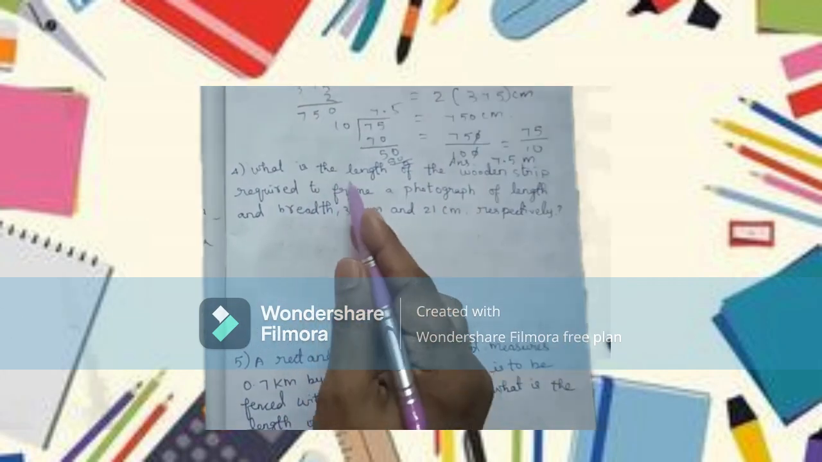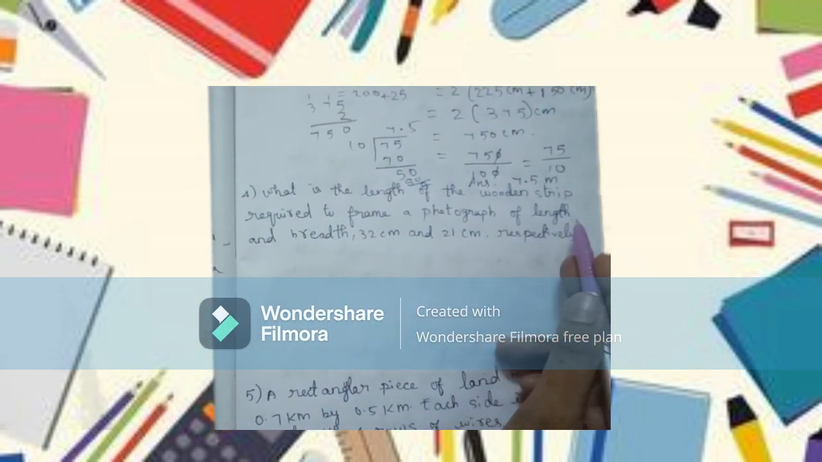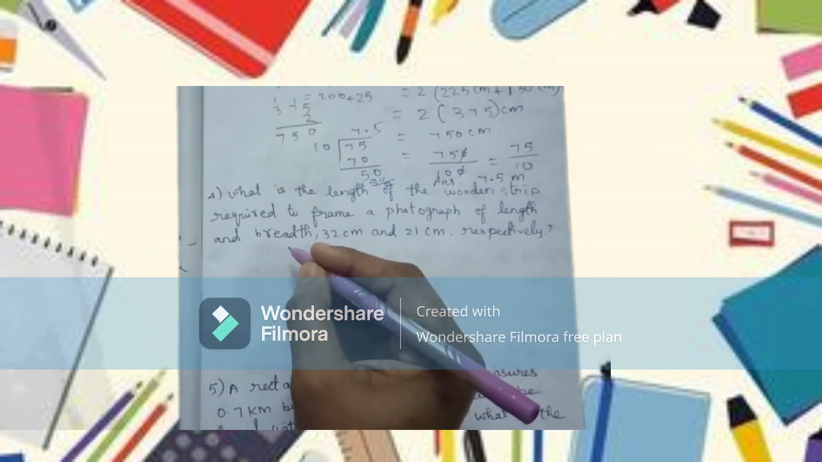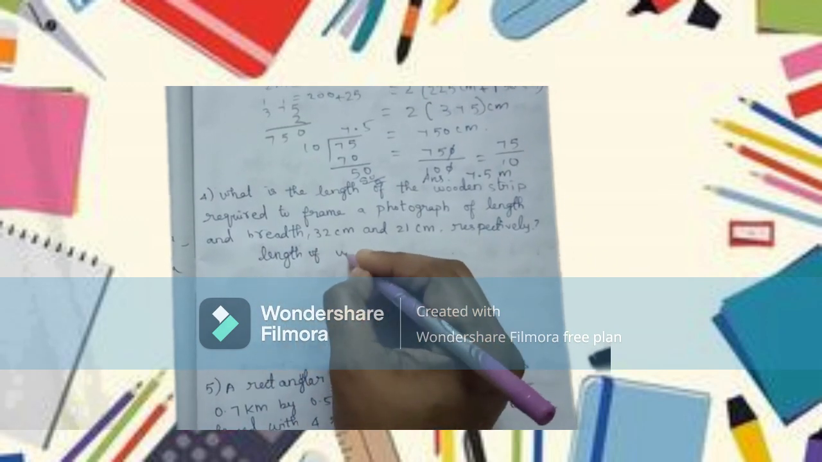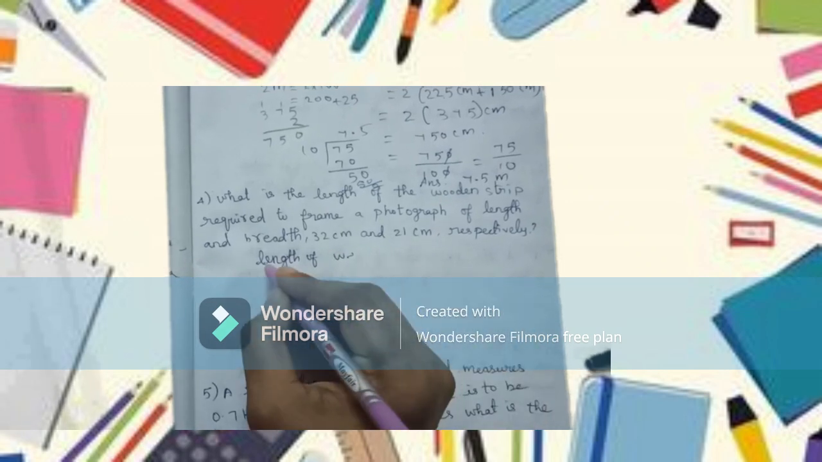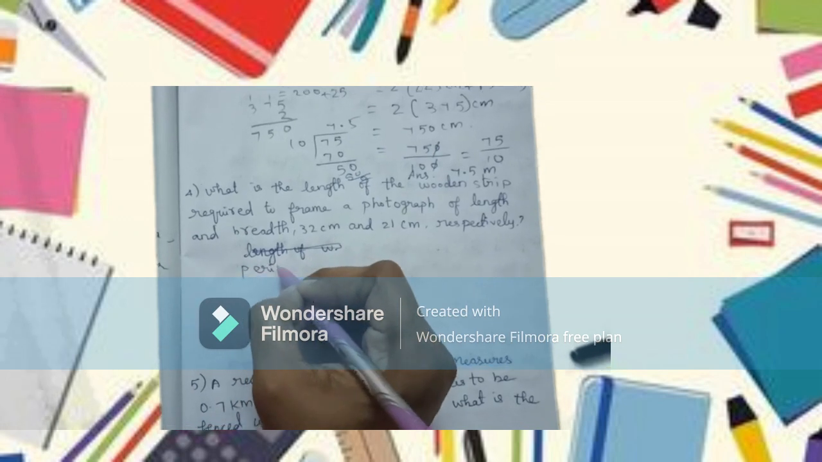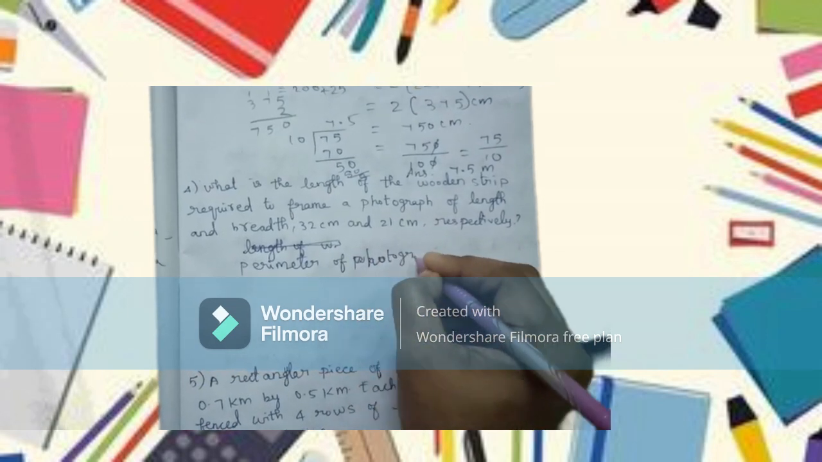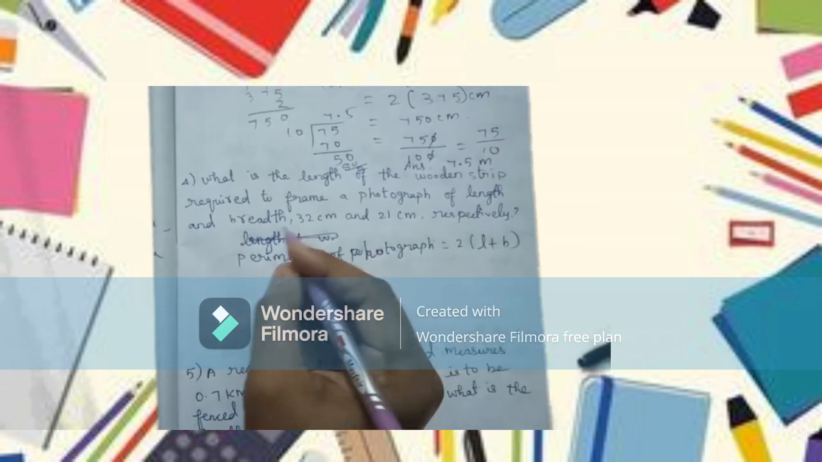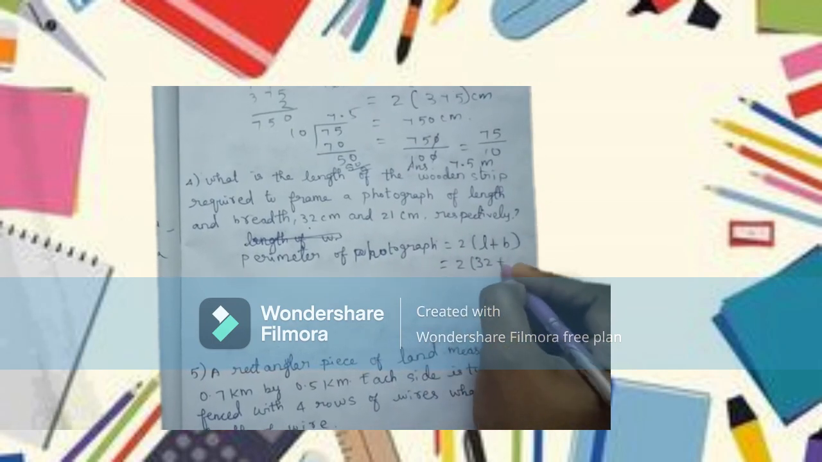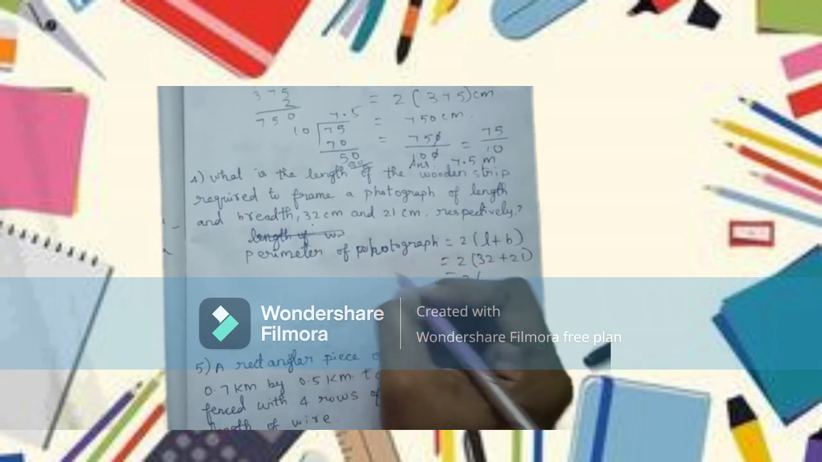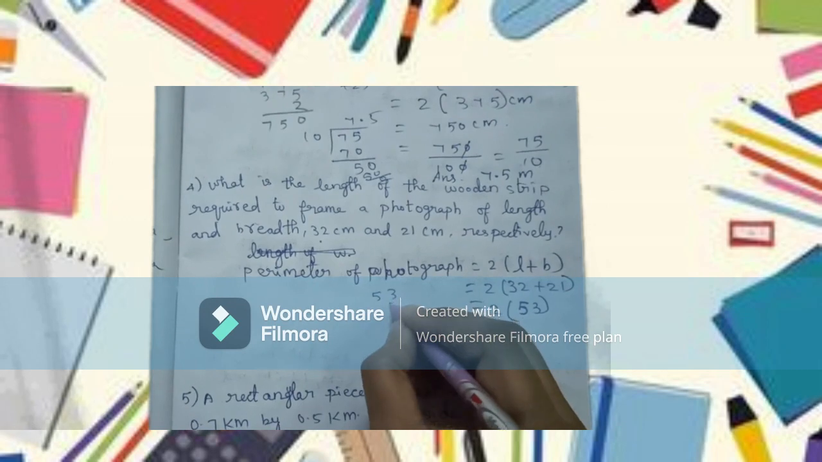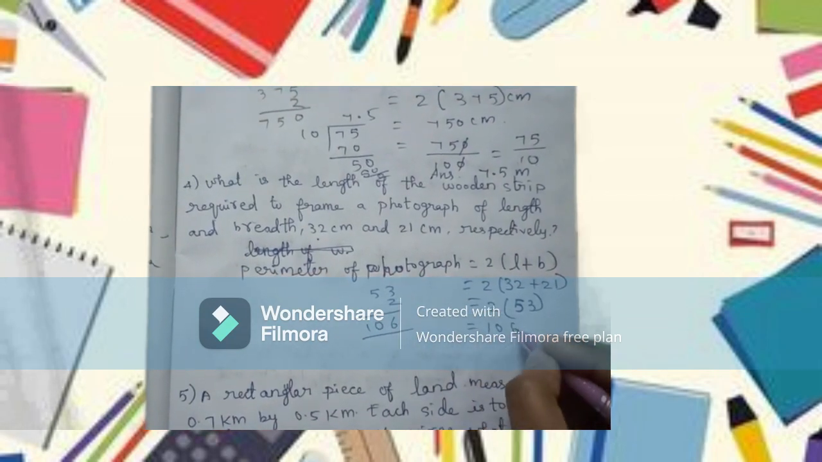Next, fourth sum. What is the length of wooden strip required to frame a photograph of length and breadth 32 cm and 21 cm respectively? Okay, length of wooden strip equal to perimeter of photograph equal to 2 into L plus B. Length is 32 and breadth is 21. So 53. Then 53 into 2, 106 centimeter.